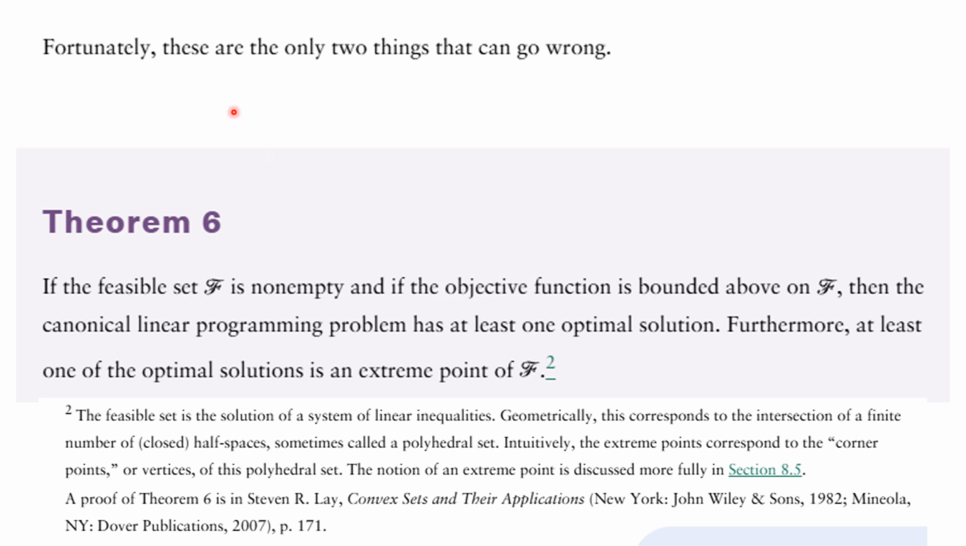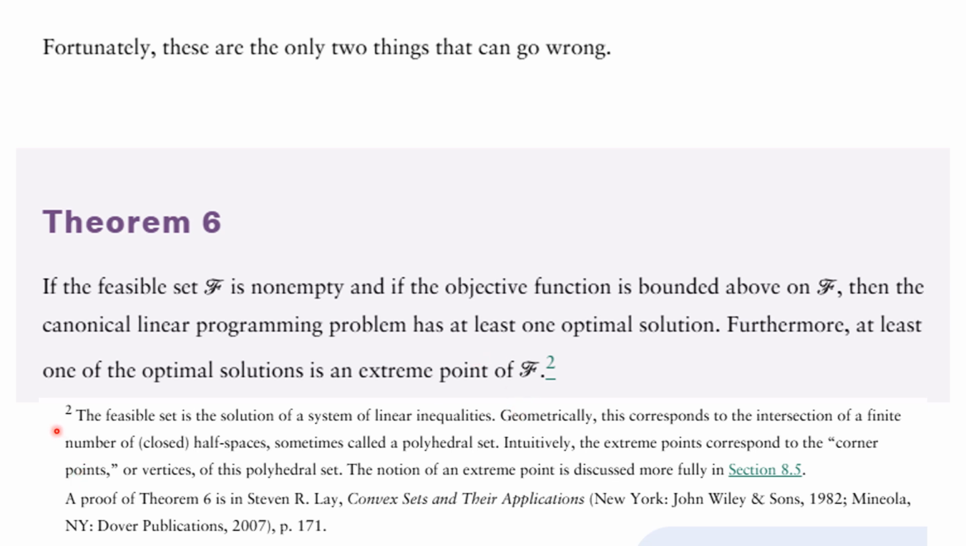Fortunately, these are the only two things that can go wrong. And so we have the following theorem. If the feasible set is non-empty and the objective function is bounded above on the feasible set, then there is at least one optimal solution. Furthermore, at least one of the optimal solutions is an extreme point of the feasible set.